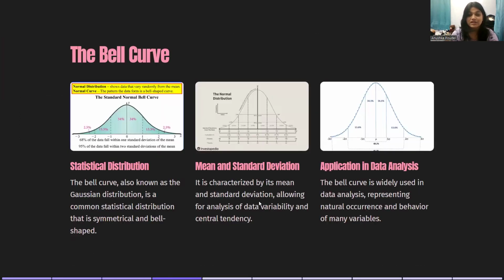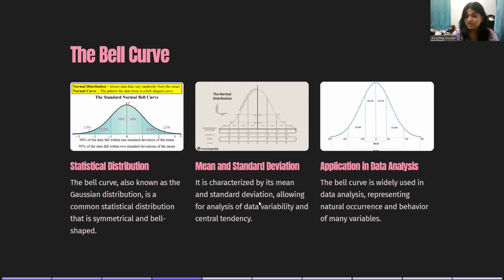Let's understand the different types of bell curves. Number one is statistical distribution. Now let's understand what it is. The bell curve, also known as the Gaussian distribution, is a commonly used statistical distribution that is symmetrical and bell-shaped. There is another bell curve that we can observe, that is the mean and standard deviation curve. It is characterized by its mean and standard deviation, allowing for analysis of data variability and central tendency.